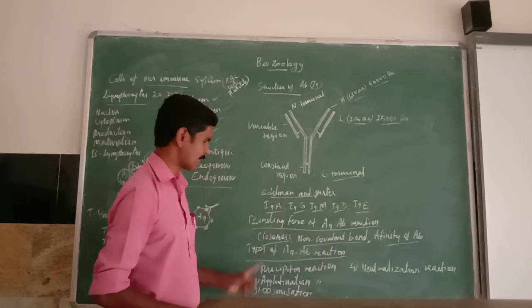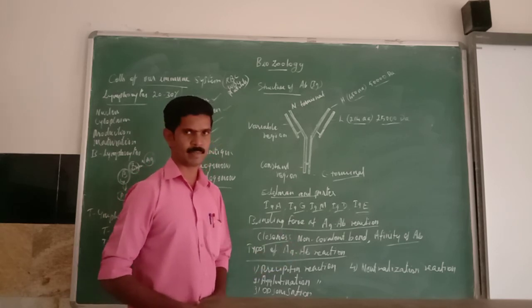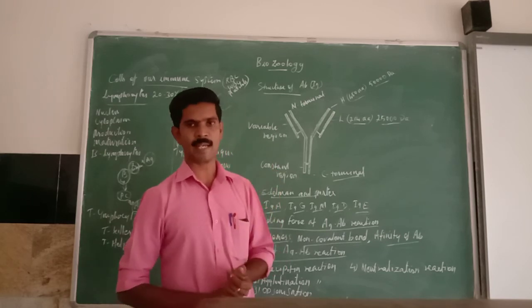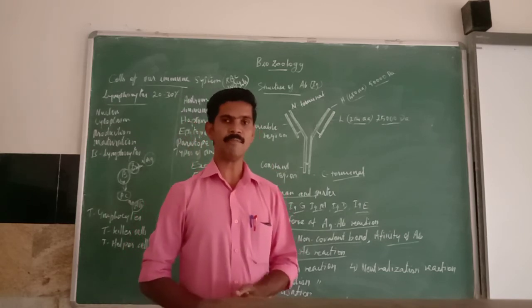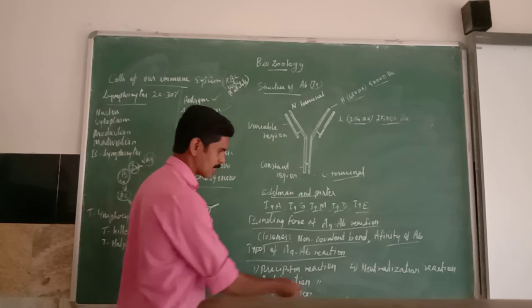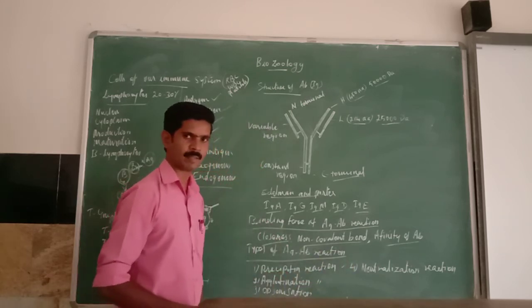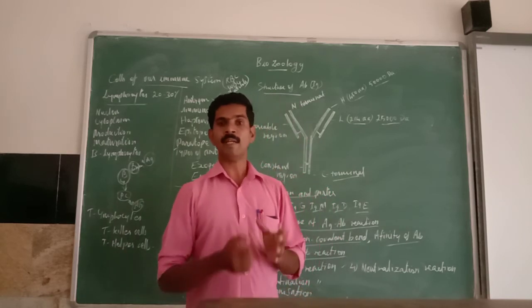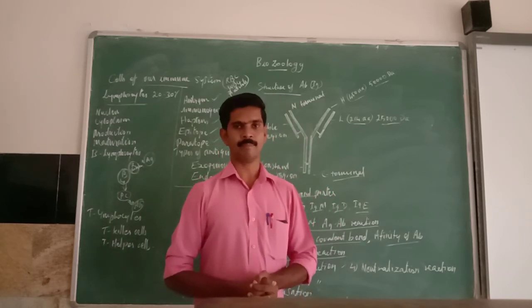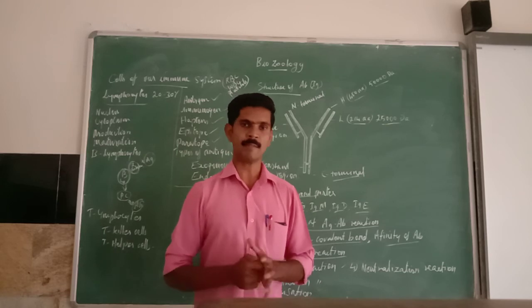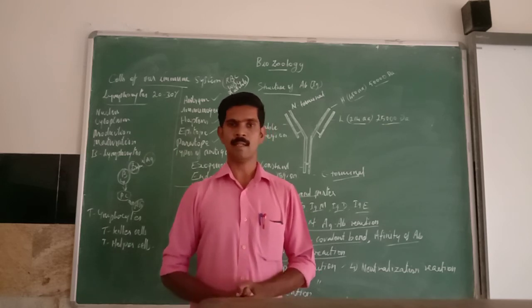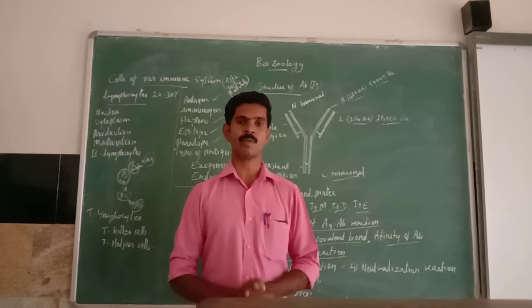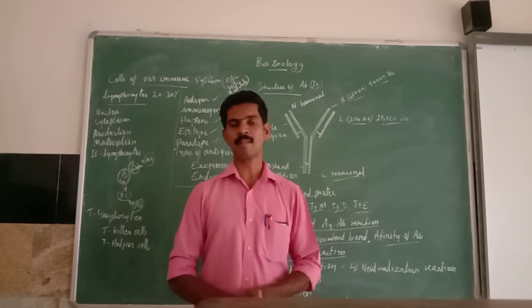Next 3-mark question: types of reactions. In between the antigen and antibody there are 4 types of reactions. The first reaction is called precipitating reaction. Listen very carefully. When a soluble antigen reacts with antibody, immediately a precipitate is formed. So this reaction is called precipitating reaction.